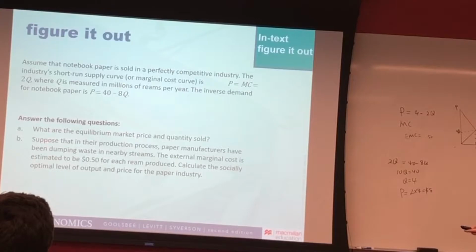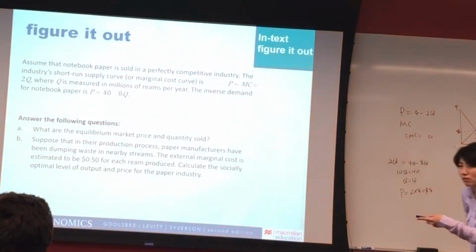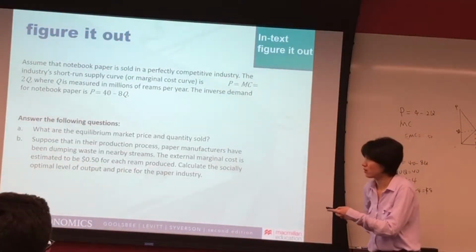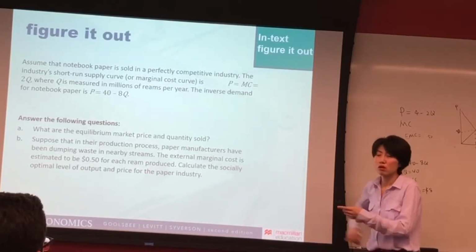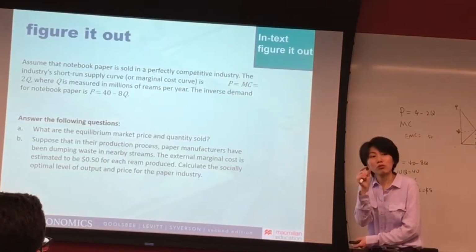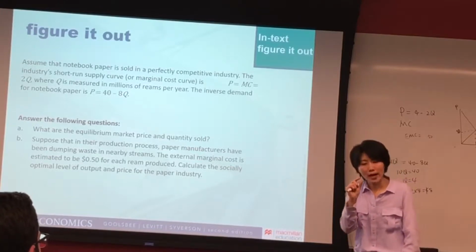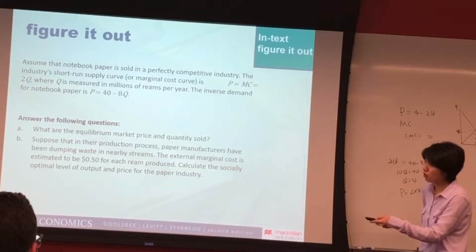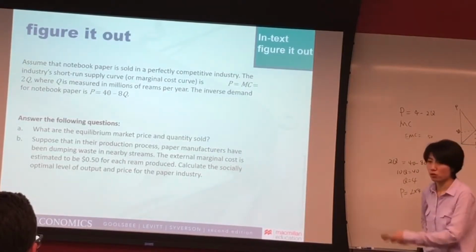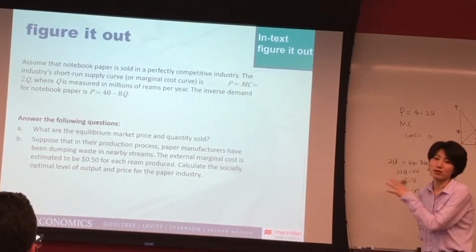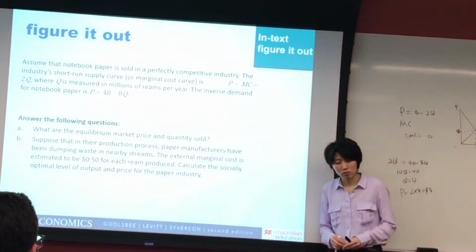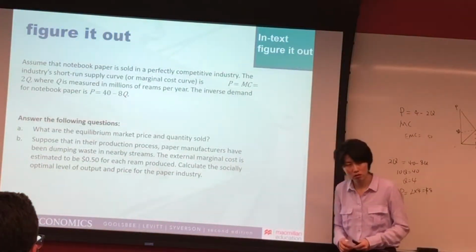And part B: suppose that in their production process, paper manufacturers have been dumping waste in the nearby streams, and the external marginal cost is estimated to be 50 cents for each ream produced. For each additional unit produced, there is an external marginal cost of 50 cents. Calculate the socially optimal level of output and price for the paper industry. That's the first question on the final exam: how do you find the socially optimal level of quantity and price?